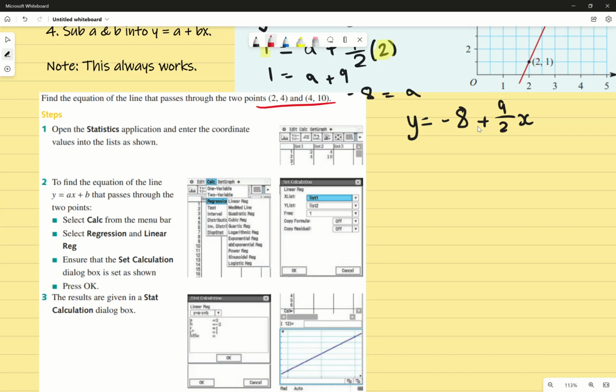Alright, once you've done that, you should make sure you see the set calculation menu at the top, and then just hit OK for now. Because it should be in this format. If it's not, let me know. Yes? Could you just redo that one?